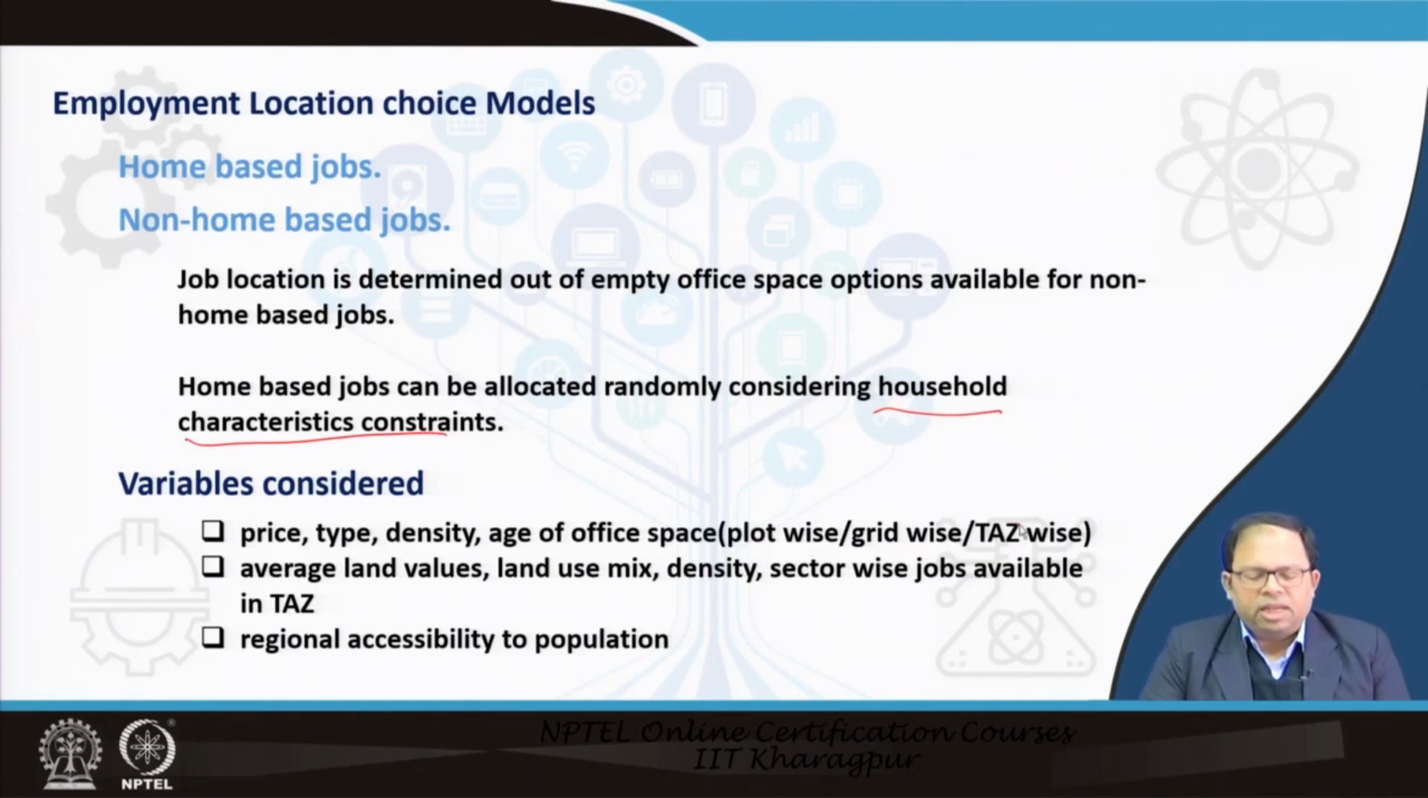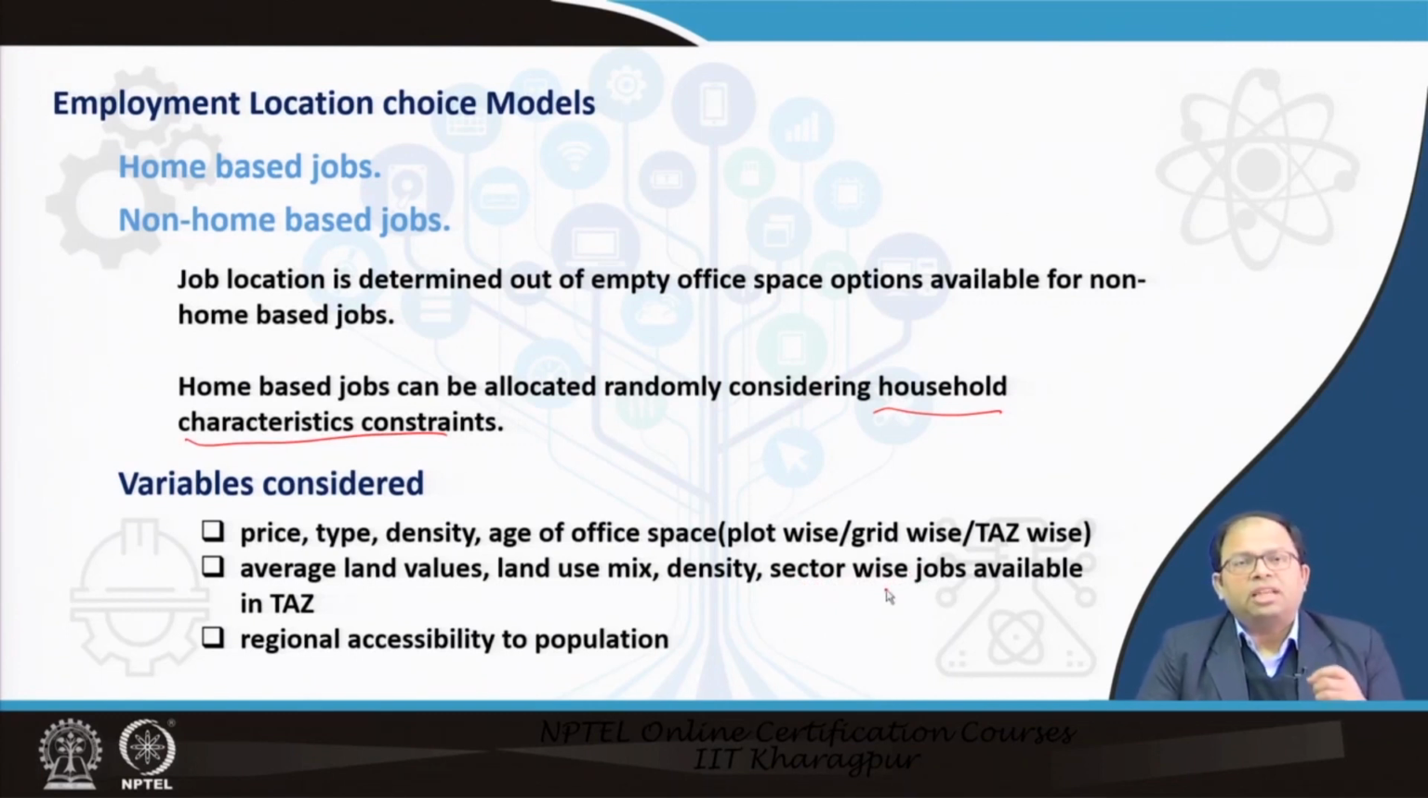So price, type, density, age of office space, again similar to housing, it could be plot wise, grid wise or TZ wise. These are the parameters for that particular plot or that particular grid, and then it could be average land values, land use mix, density, sector wise jobs available at the TZ level. So if we are looking at TZ level, then we look at average land price for that particular TZ, or the land use mix and density for the TZ, and the different types of jobs for different sectors available in that particular TZ, which can also play a role in my location choice.